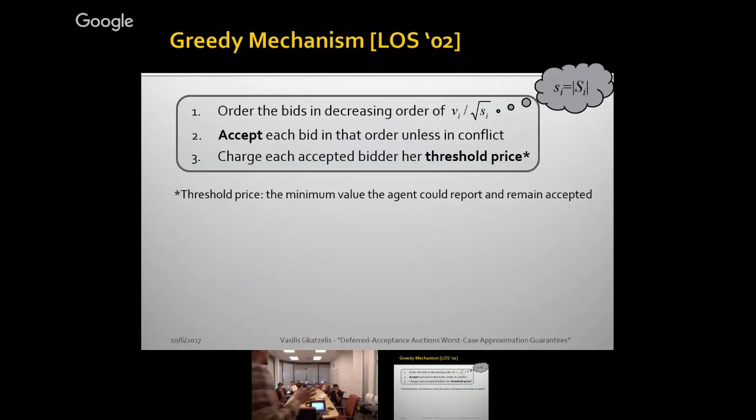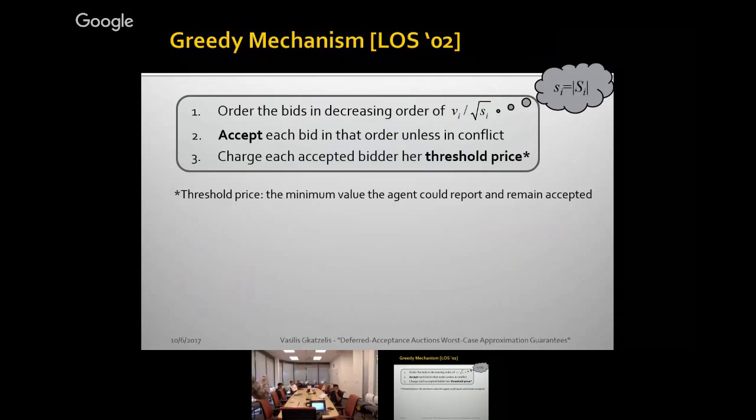In other words, the higher value you report, the better you look, the higher the score is for you. But the more things you ask for, the lower your score is. And this somehow summarizes the attractiveness of the bid and says, the higher this number is, you come earlier in this ordering. And what this mechanism says is just order the bids in this order, and then accept them greedily. Just accept the one with the highest score.